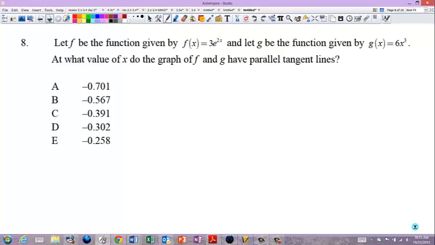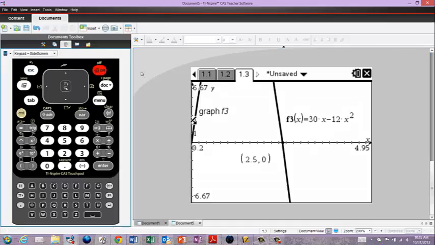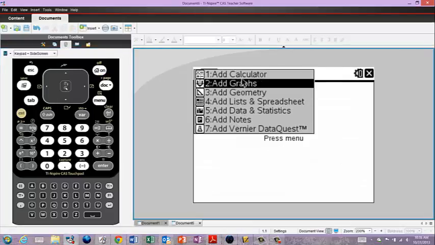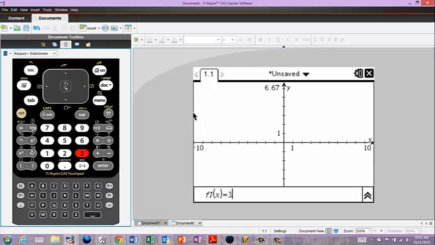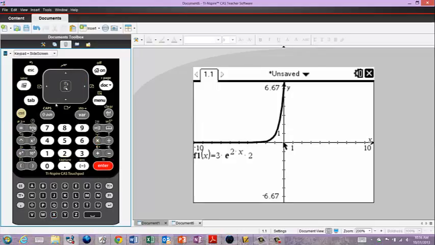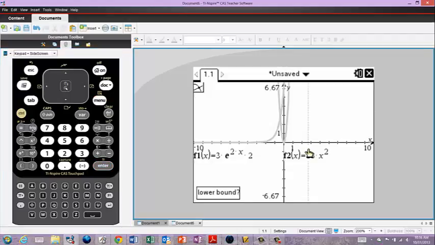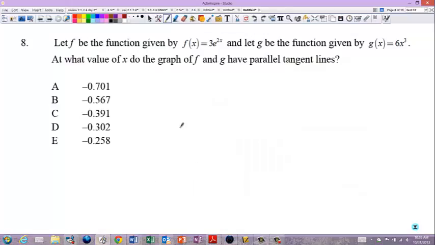8. This one you have to graph them both and see where they cross. You graph the derivatives because parallel tangent lines means derivatives. So it'd be 3e to the 2x times 2, and 18x squared, and you want to know where they cross. Menu, analyze, intersection, and it's negative 0.391, which is C.